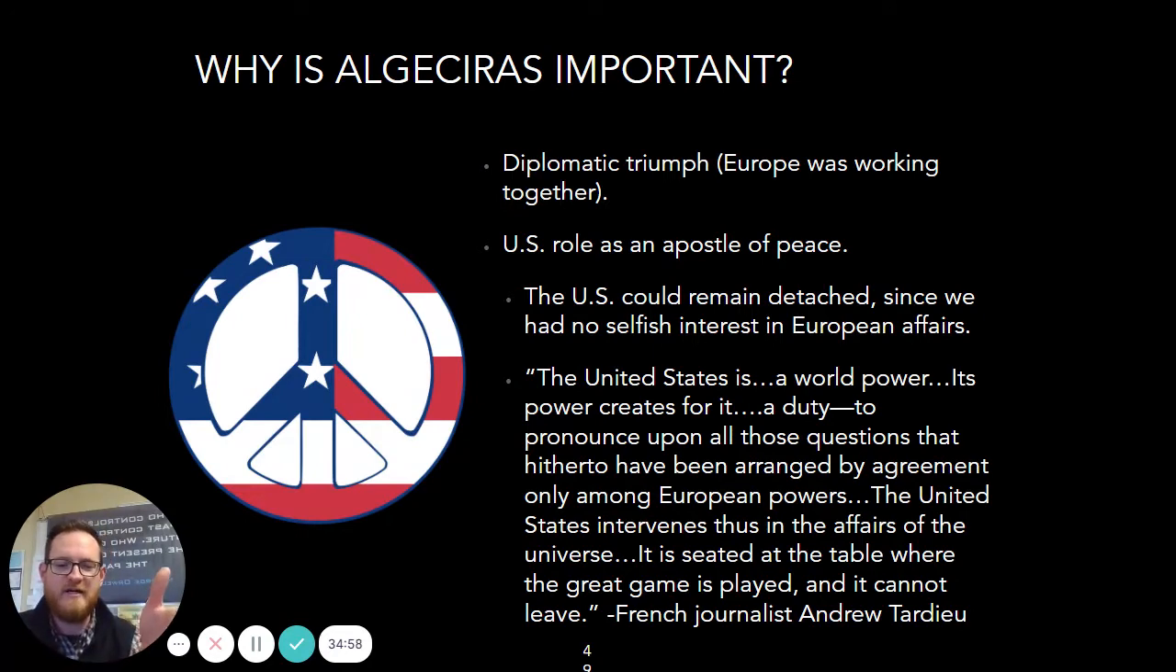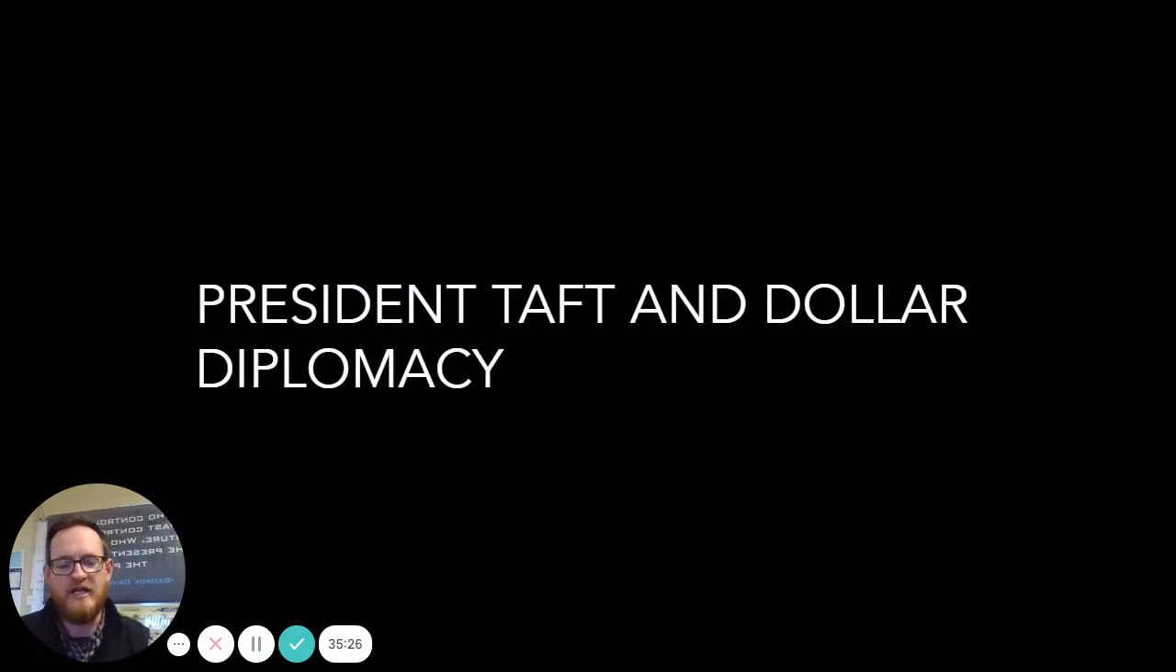This French journalist here summed it up perfectly. He says the U.S. is a world power. Its power creates for us a duty to pronounce upon all those questions that hitherto have been arranged by agreement only among European powers. The United States intervenes thus in the affairs of the universe. It is seated at the table where the great game is played, and it cannot leave. Again, just showing the importance of the power shift that this is going to bring in the power dynamic, and how that is going to change.